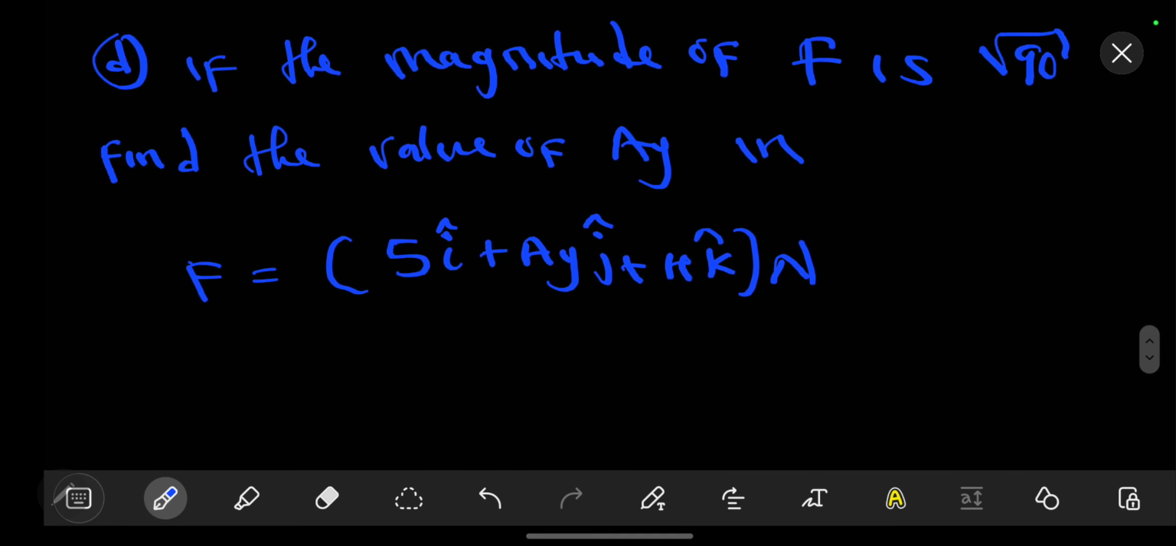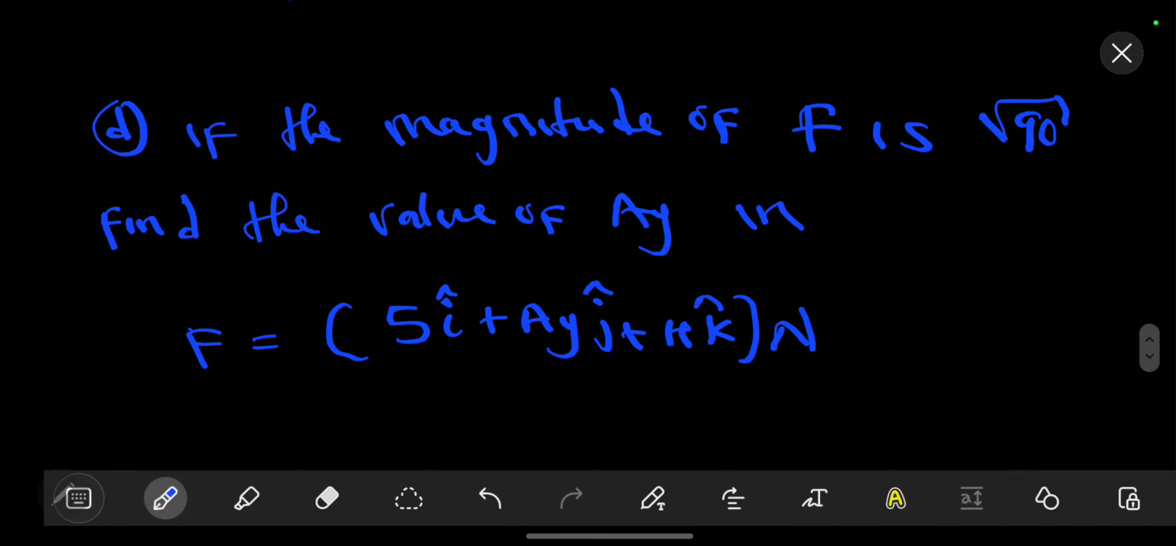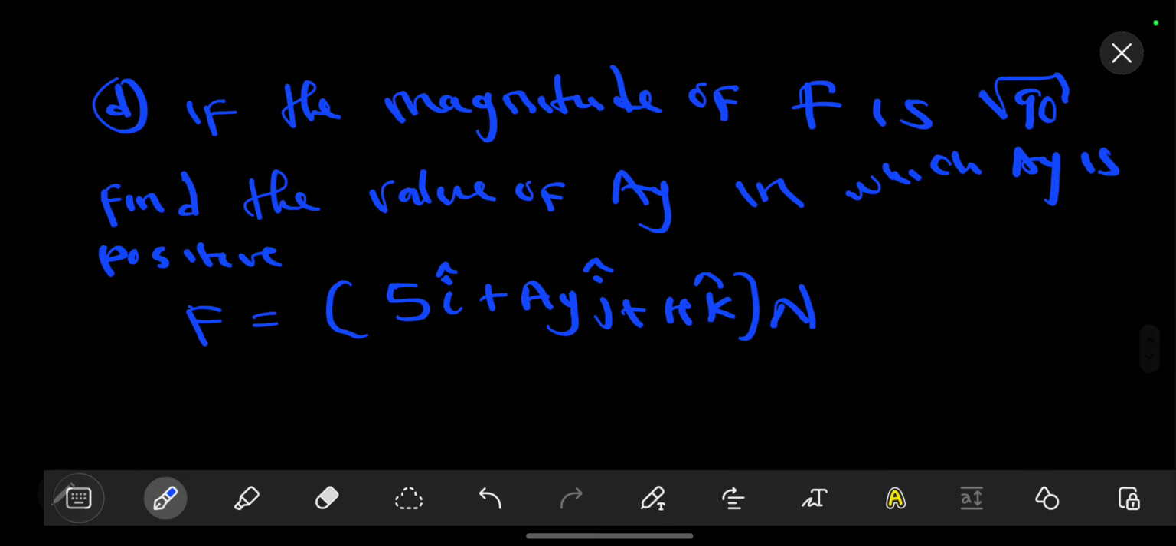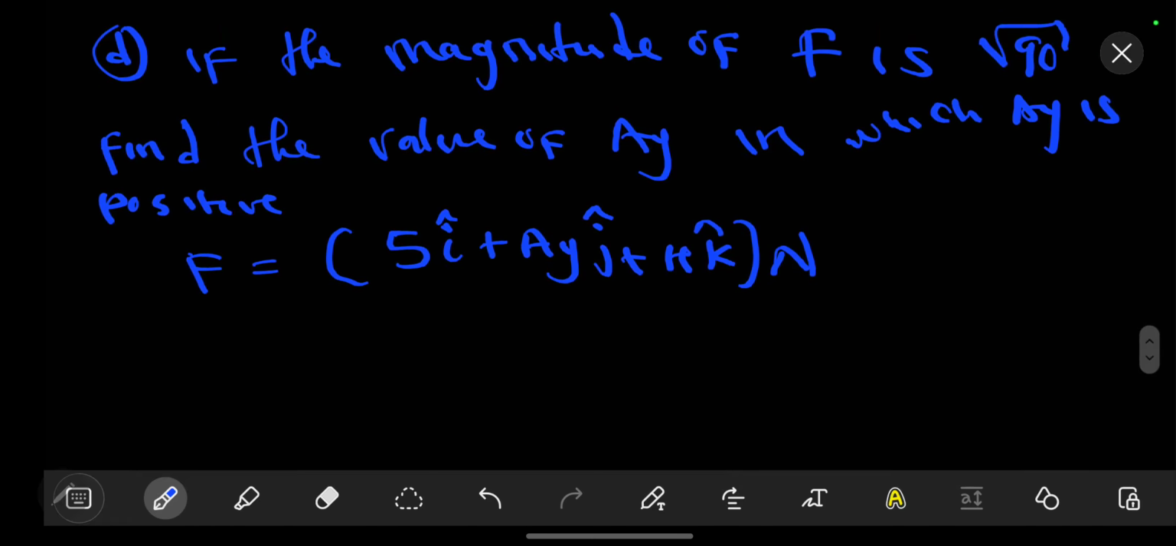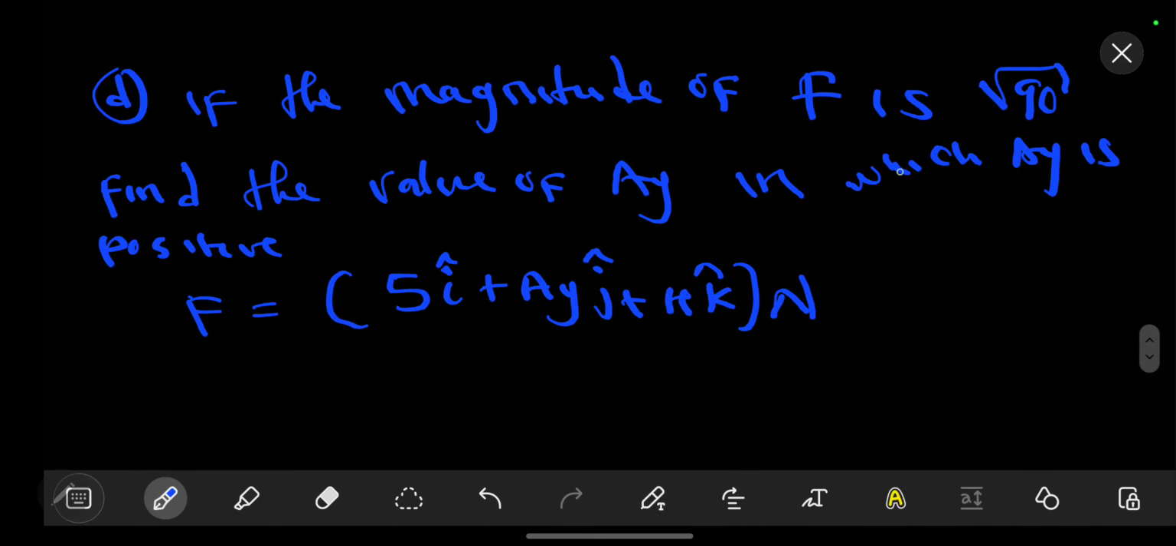Let's say we have this one, then they have told us to find the magnitude of that. Let's find the value of ay, in which ay is, let's say, positive. What are we going to have? So if ay is positive, they have already given us the magnitude, which means size.